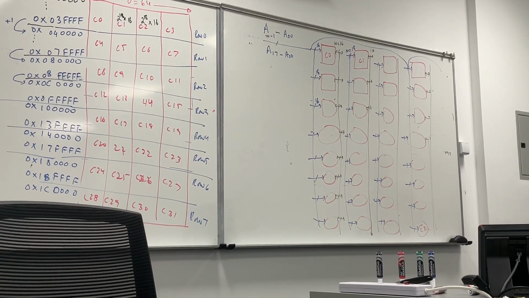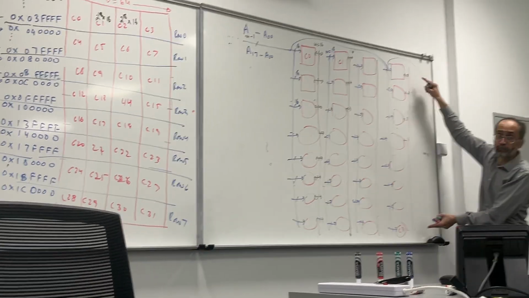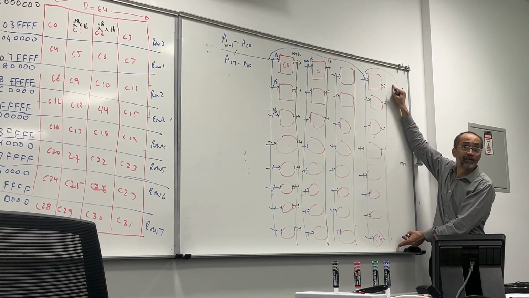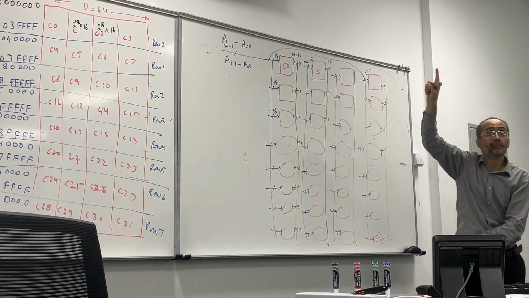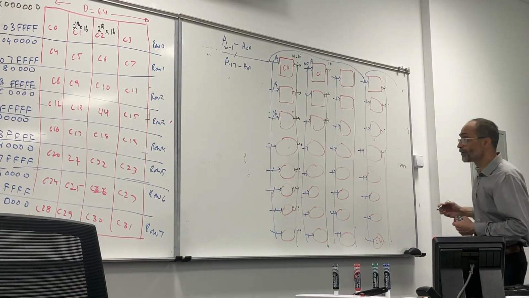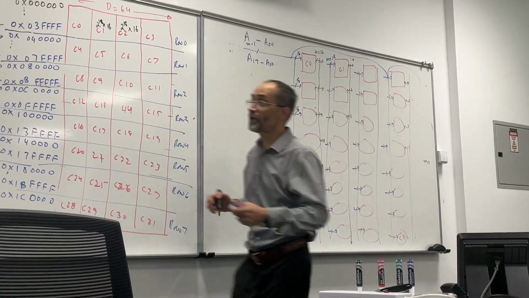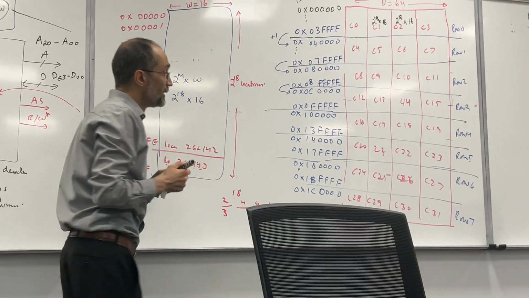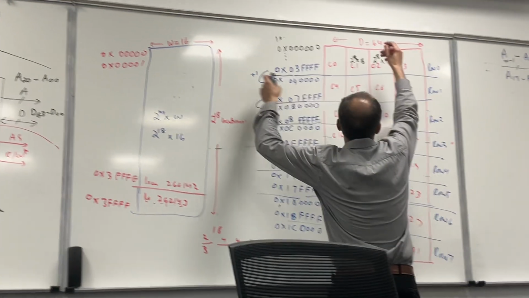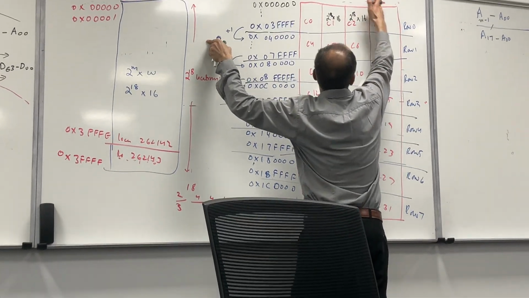Got it? Okay. Now each chip will provide how many bits? Each chip will provide W bits. And what is W here now? 16. So if you look at here, please remember, now we have 32 bits. So if you look at this D64, can we write something like this?